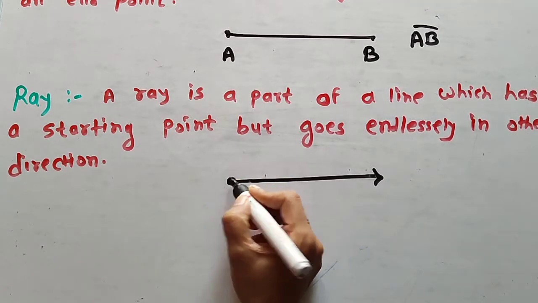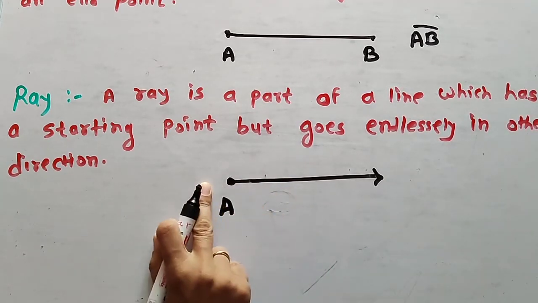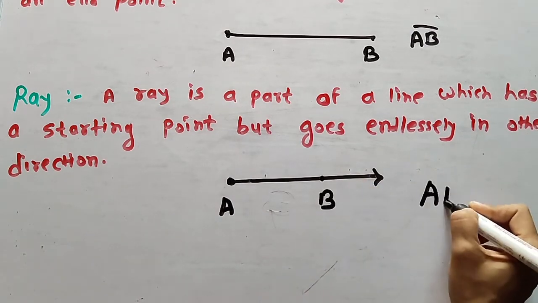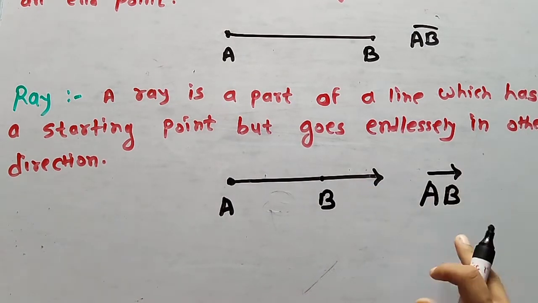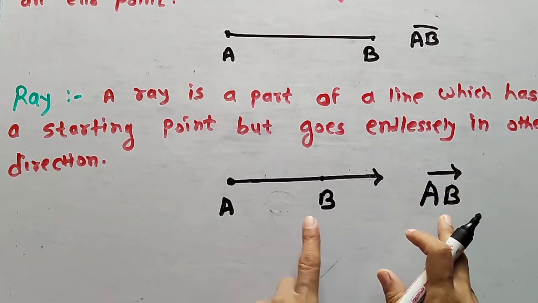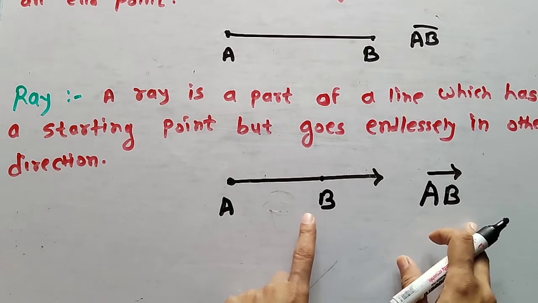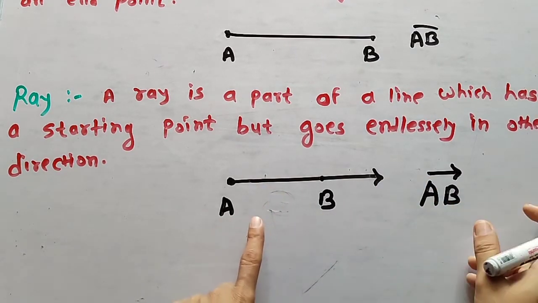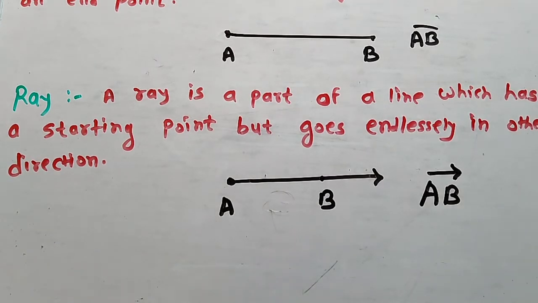This is a ray. And how to write the name? This is the starting point A and this is B. So we write the name AB is a ray. Ray AB. See, the arrow mark is on one side because this side gives the ray going in the right direction.